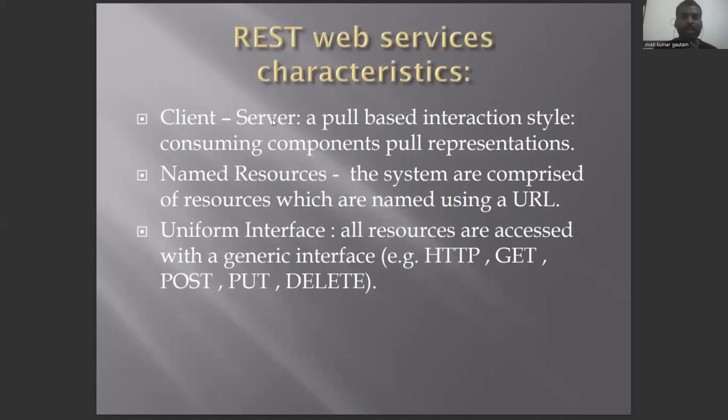These are the REST web service characteristics. First is client-server: a pull-based interaction style, consuming components' full representations. Second is named resources: the system is comprised of resources which are named using a URL. Another one is a uniform interface: all resources are accessed with a generic interface like HTTP. HTTP has methods which are GET, POST, PUT, and DELETE.